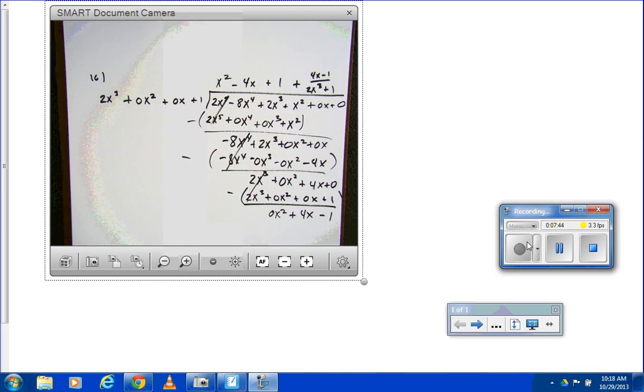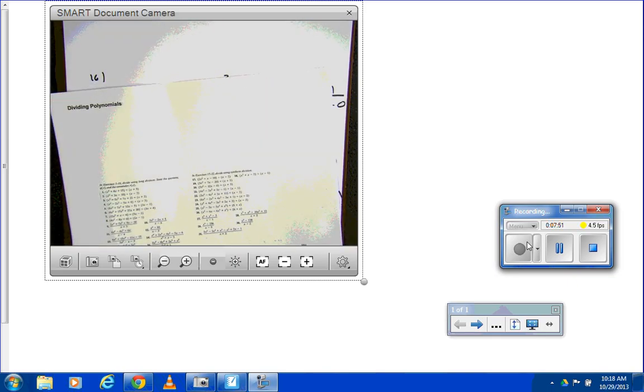Y'all start those here. I've got written up there for the dividing polynomials, the sheet. I'm going to get your folders back to you and your test.